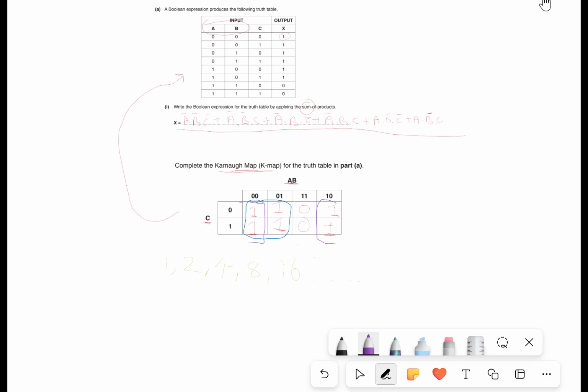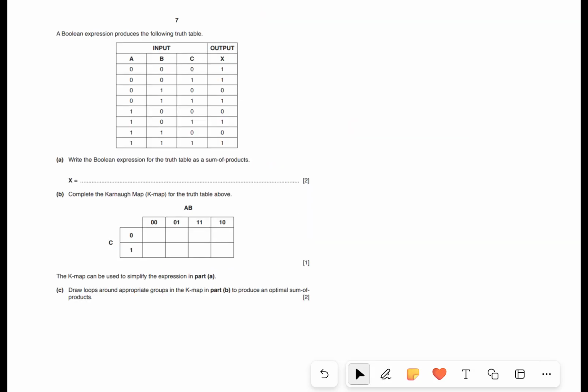We're going to have another play with creating a K-map. Okay, pause the video, give this question a go yourself first. Alright, ladies and gentlemen, boys and girls, let's do it.